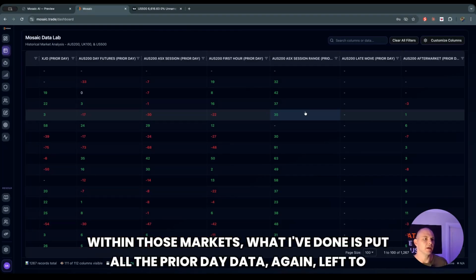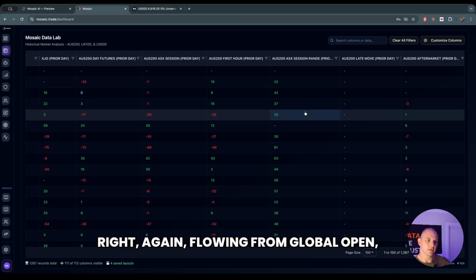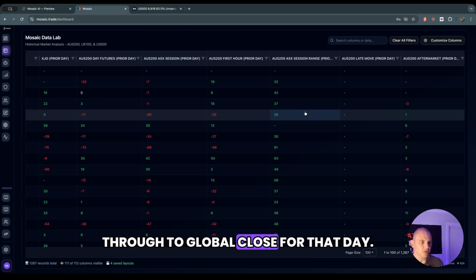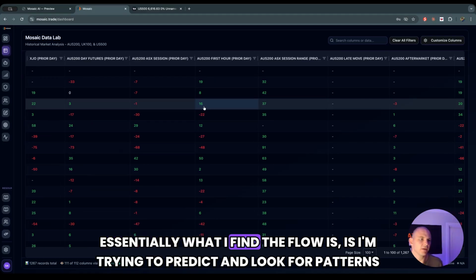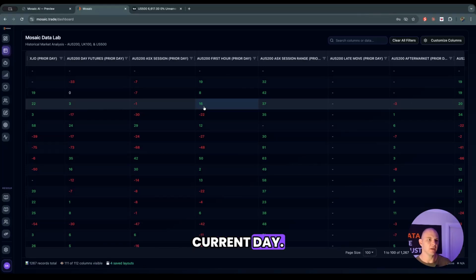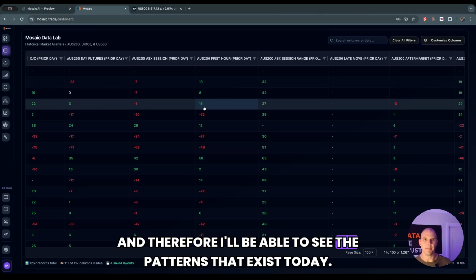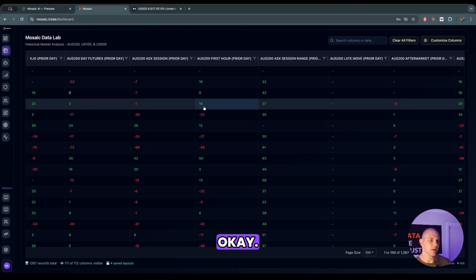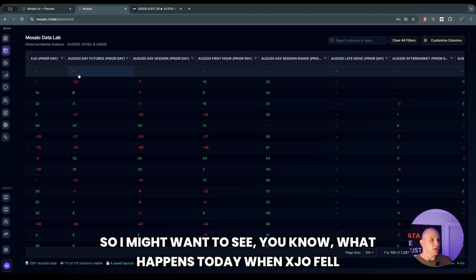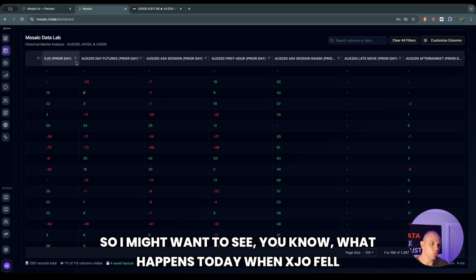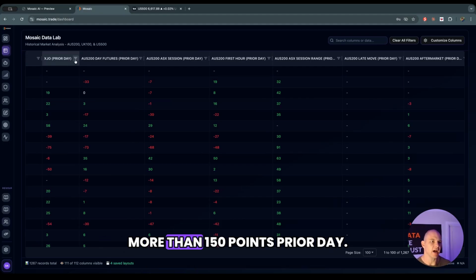Within those markets, what I've done is put all the prior day data, again, left to right, again, flowing from global open through to global close for that day. Essentially what I find the flow is I'm trying to predict and look for patterns current day. So I want to know what's happened the prior day, and therefore I'll be able to see the patterns that exist today.